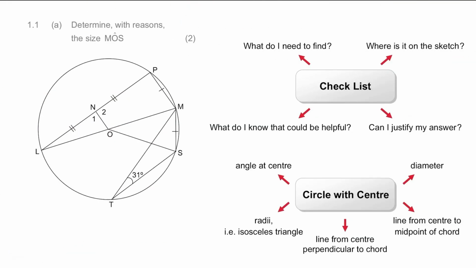In question 1.1, we are asked to find the value or the size of angle MOS. To begin with, we are going to trace the sides that form the angle so that we know where we are working, and we're going to try to find that angle. Now, that angle is at the center of the circle. So we've already been through the first part of our logic. We know what we need to find, and we know where it is on the sketch.